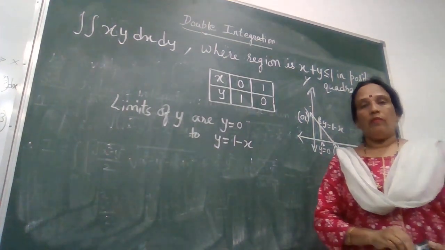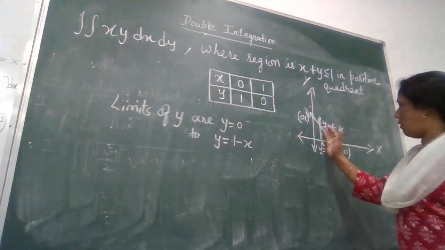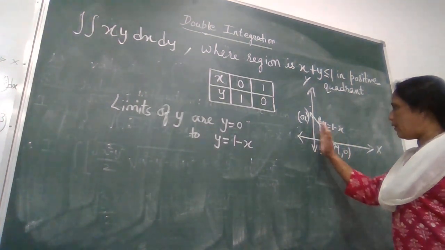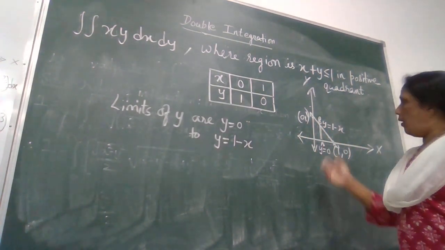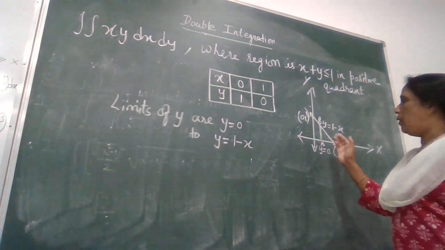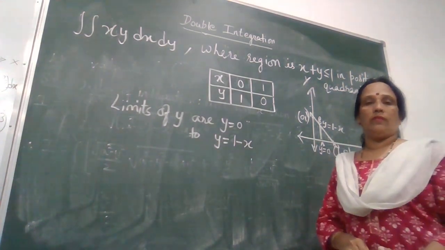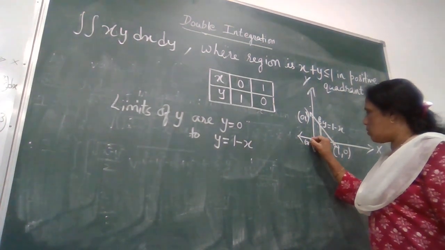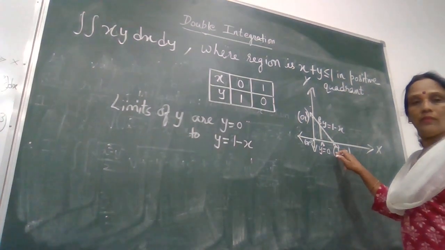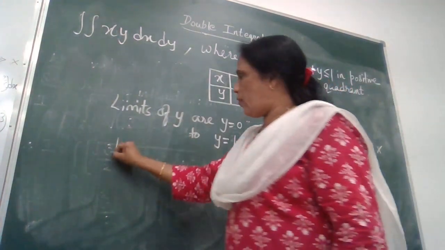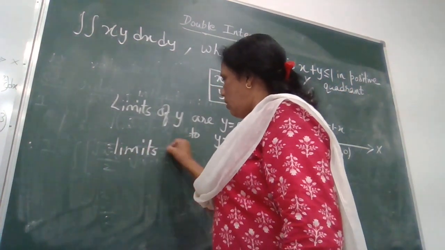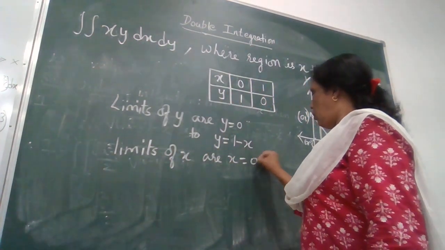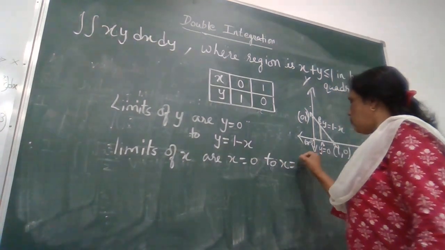Now to get the limits of x, this vertical strip is moved from left to right in the triangular region so that it covers the entire area. The limits of x are given by the minimum and maximum value of x in the region. So if we see, the minimum value of x here is 0 and the maximum value of x here is 1. So the limits of x are x is equal to 0 to x is equal to 1.